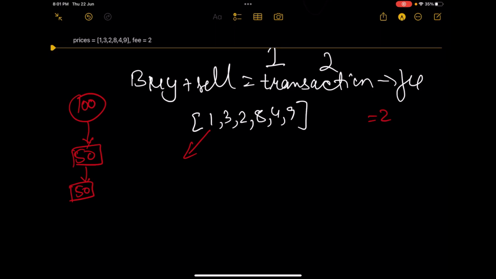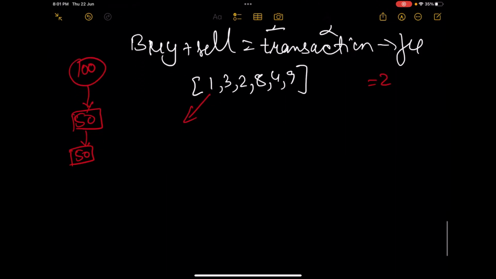So I bought a stock of rupees 1, for example. Out of my money, I will subtract the price, so I will get minus prices of i, so minus 1 will be there, and now I can move on ahead. Now if I have bought one stock, I need to sell one stock, I need to do a transaction. So now I can do a sell.